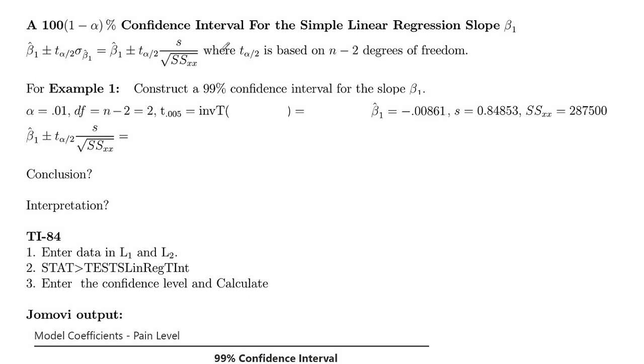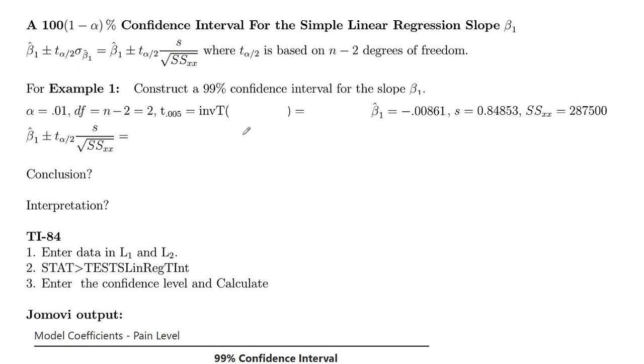So we performed a hypothesis test on the slope. We can also find a confidence interval for the regression slope beta 1. That confidence interval has the form beta 1 hat, the point estimate, plus or minus t alpha over 2 times the standard deviation of the sampling distribution of beta 1 hat, which we approximate by S over the square root of SSxx. And t alpha over 2 is based on n minus 2 degrees of freedom.